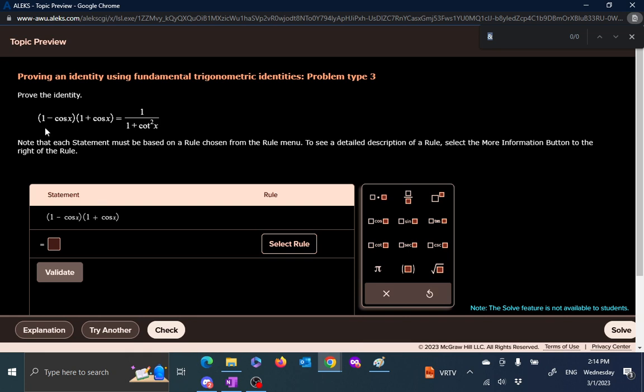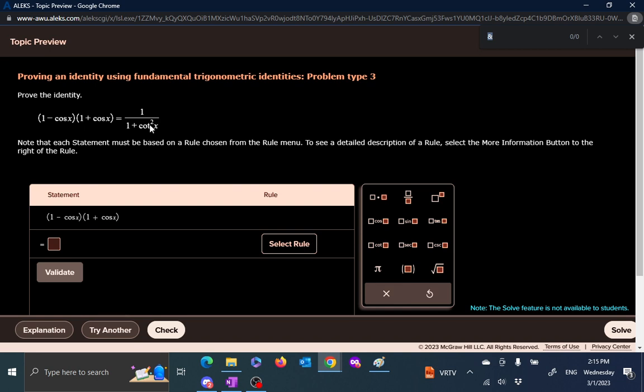So here we want to show that (1 minus cosine)(1 plus cosine) is 1 over 1 plus cotangent square. So what do you think we should do? A good idea is to pause this and do your best and then come back.